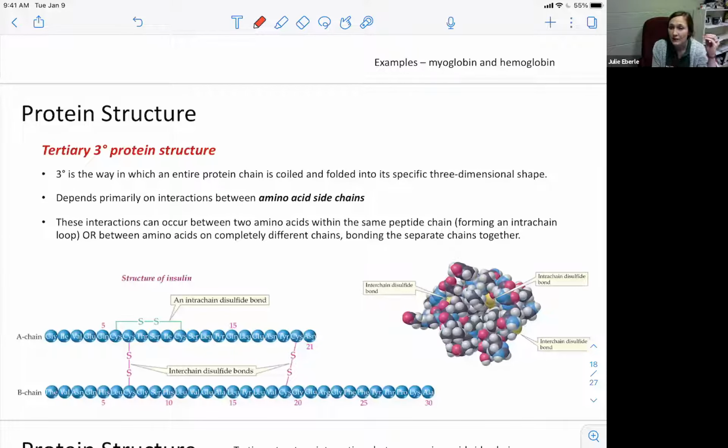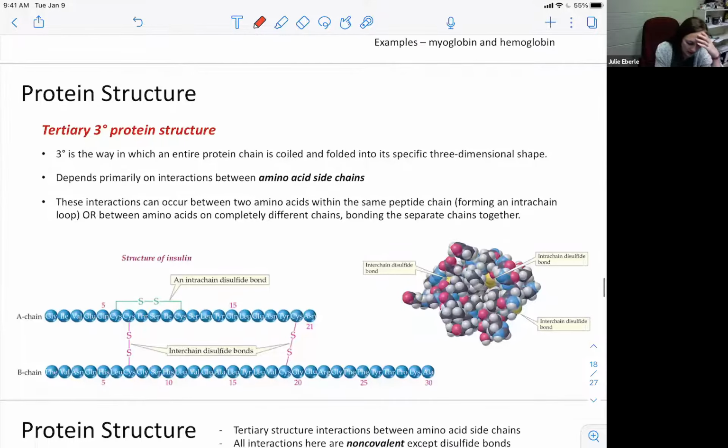Secondary structure, alpha helix, beta sheet. We get this from hydrogen bonding between atoms of the backbone. So oxygens and hydrogens from the backbone can bond amino acids together. We get alpha helices, beta sheets.